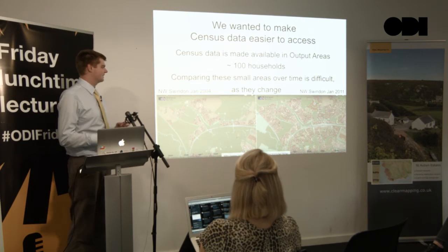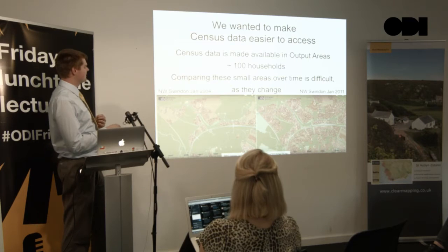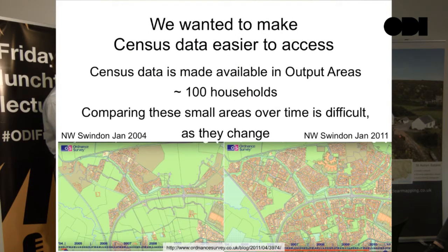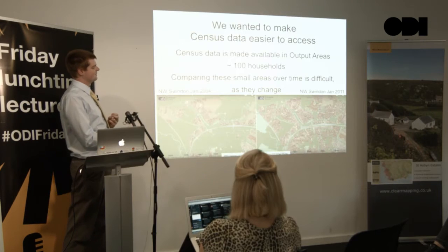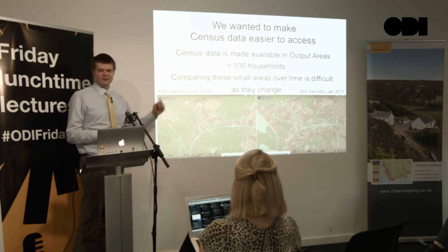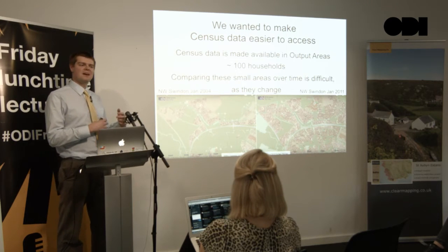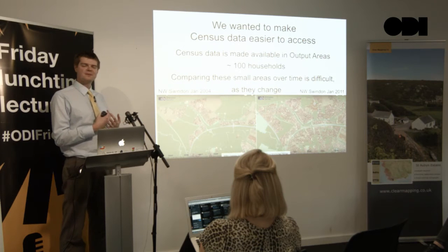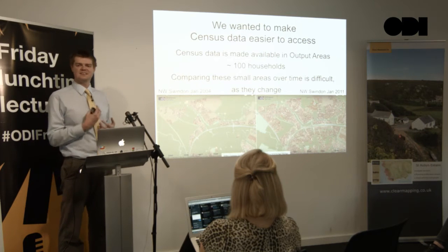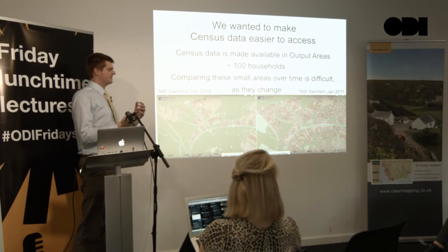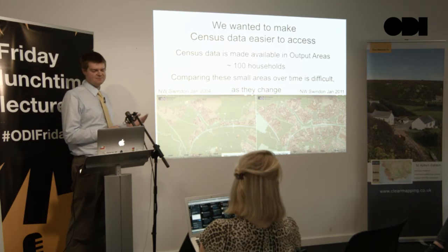This is a lovely example of housing development in northwest Swindon. So this was in 2004. You see we've got a relatively green area, quite a few houses up in the north section. But then in 2011, just 7 years later, it's filled with housing. And there are a lot more than 100 households there. So every time you get this kind of urban growth, the output areas have to be changed to take this into account. And that means then they're different for the different censuses.